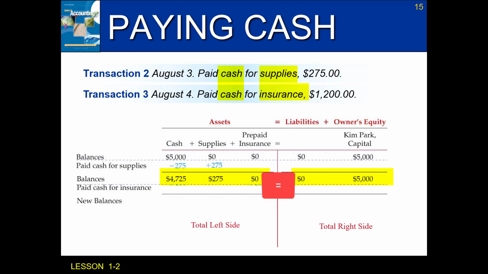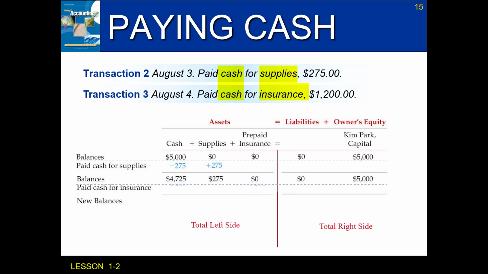The total of my left side is, I'm taking my cash, 4,725, and adding in my supplies, 275, and I'm getting $5,000. So my total on the left is still the same as my total on the right. I'm still equal. I'm good.